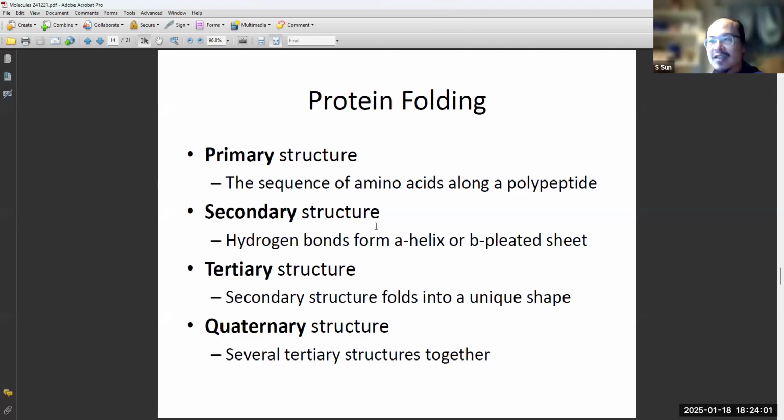With that secondary structure, you can further fold it. Like if you have a piece of paper, like this paper right here, you can fold it further to become like a tube. Like a tube. So this is tertiary structure.